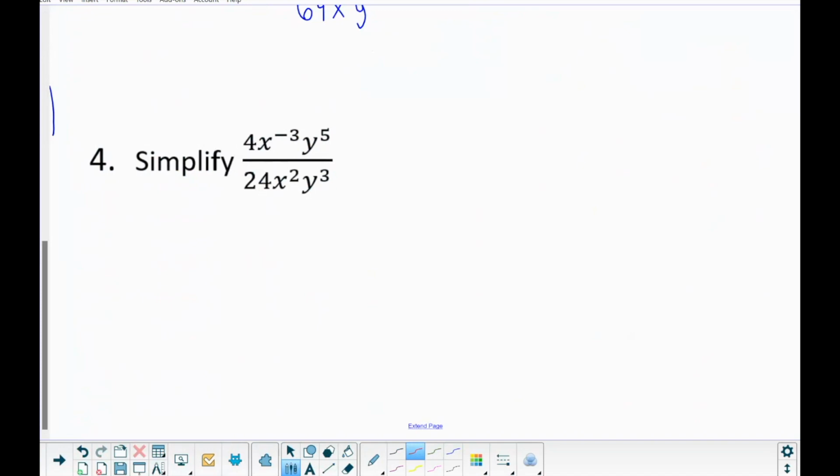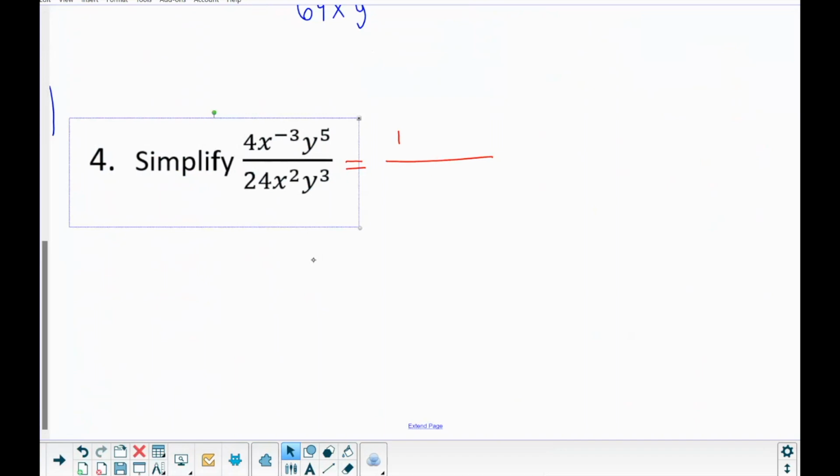4 divided by 24, pretty easy. Let's think of what number goes into 4 and 24. Well, 4 goes into both. 4 goes into 4 once, and 4 goes into 24 6 times. So that's simplified. Let's get that out of the way.